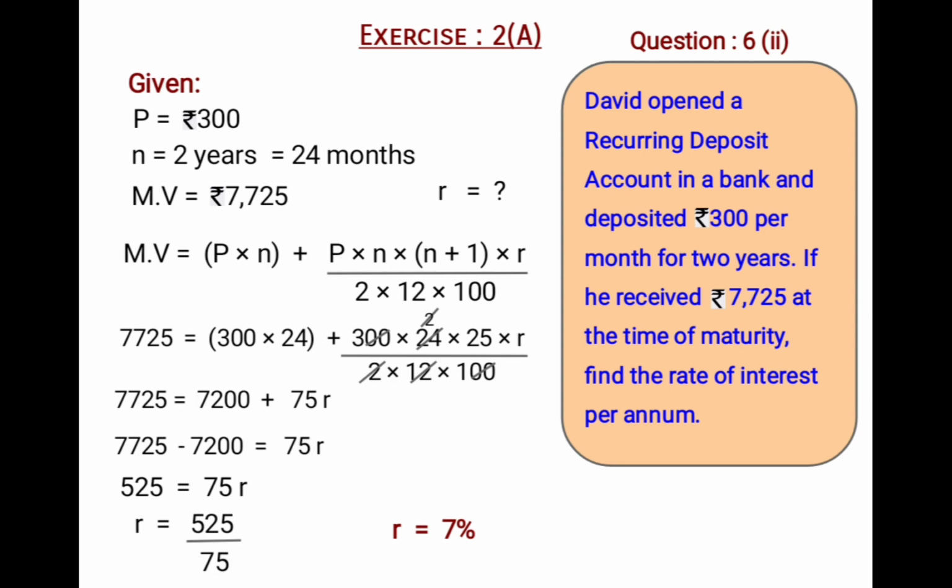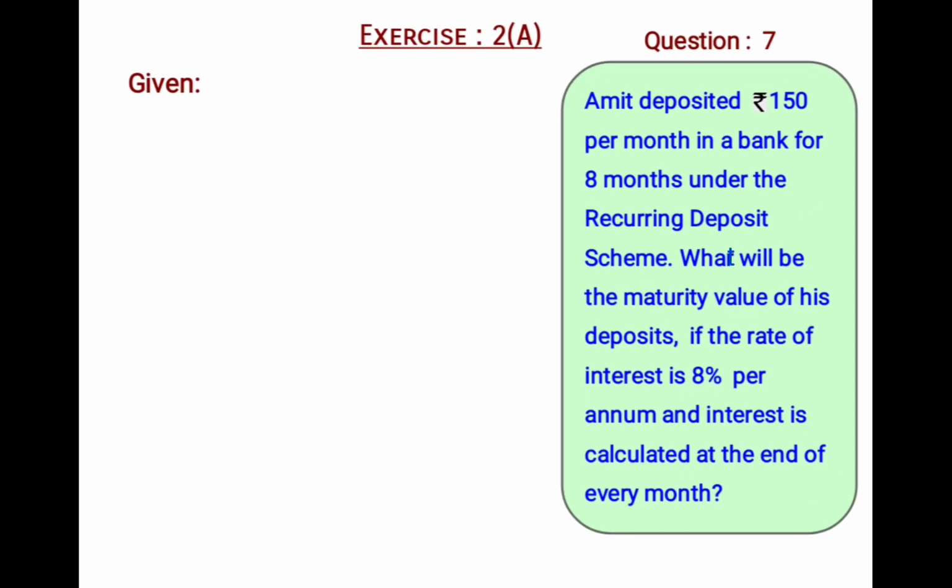We are going to see question number 7 in the same exercise. Hamid deposited rupees 150 per month in a bank. That is P is equal to rupees 150, for 8 months under a recurring deposit scheme. N is equal to 8 months. What will be the maturity value of this deposit? We are going to find the maturity value. The rate of interest is 8 percent, given R is equal to 8 percent, and interest is calculated every month. Now we are going to find interest as well as the maturity value.